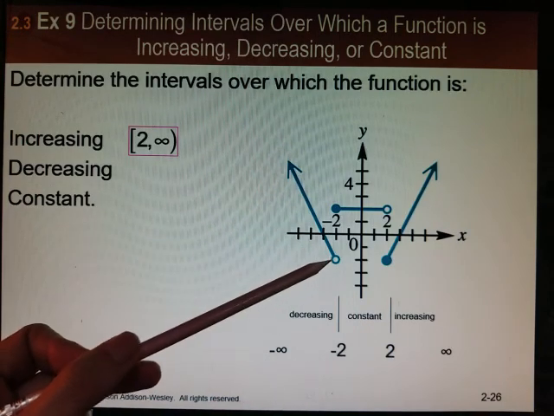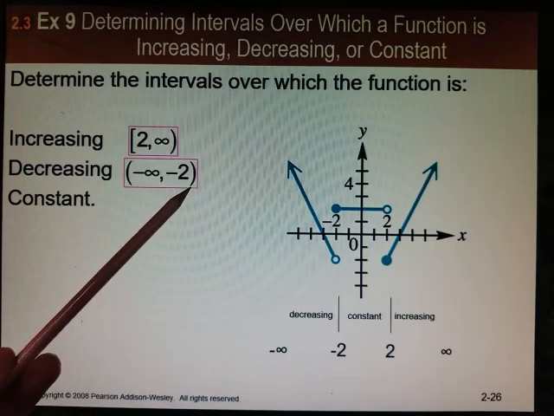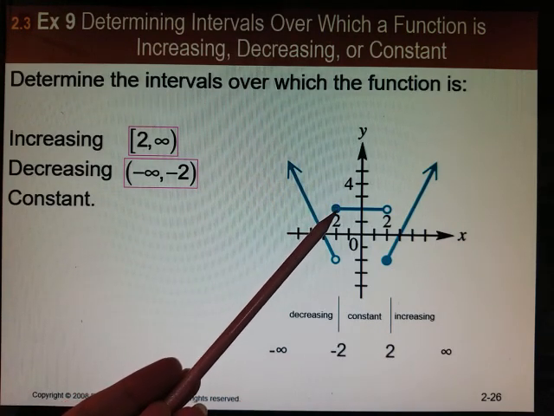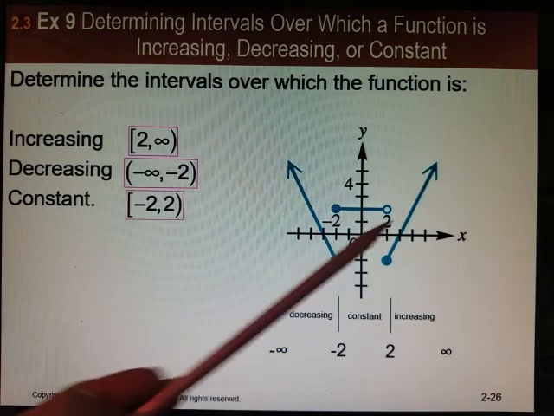The decreasing will go negative infinity to negative 2. This is the decreasing interval. That is open, so that would be a parenthesis. The constant is going from negative 2 to 2. The negative 2 is included, so a bracket. The 2 is open, so a parenthesis.